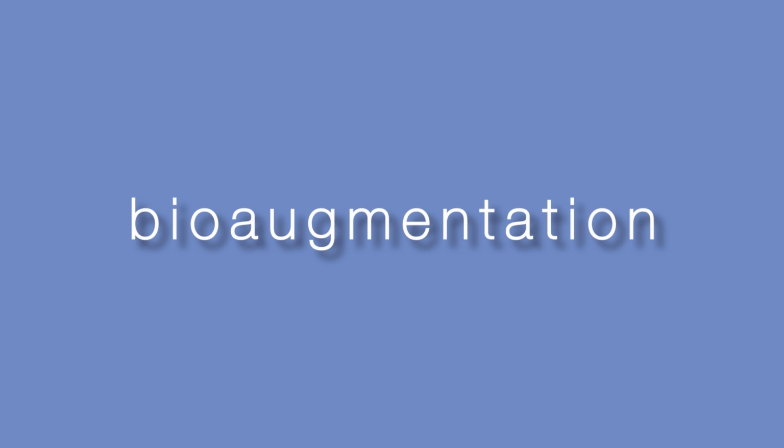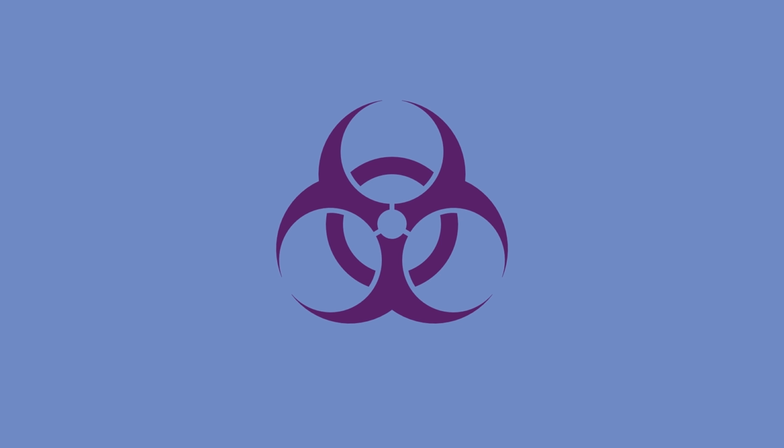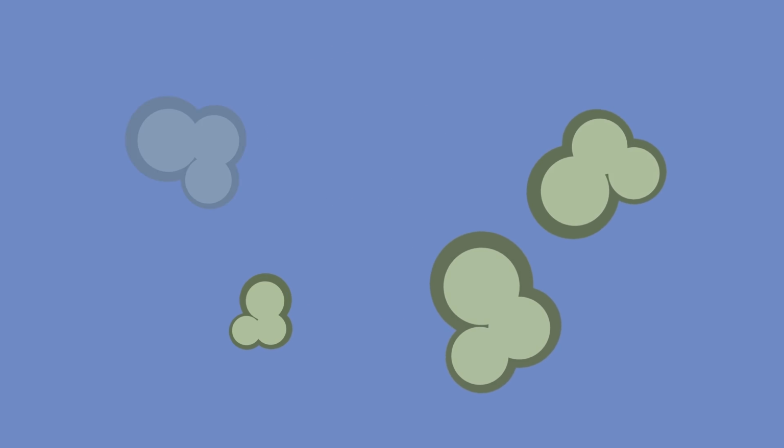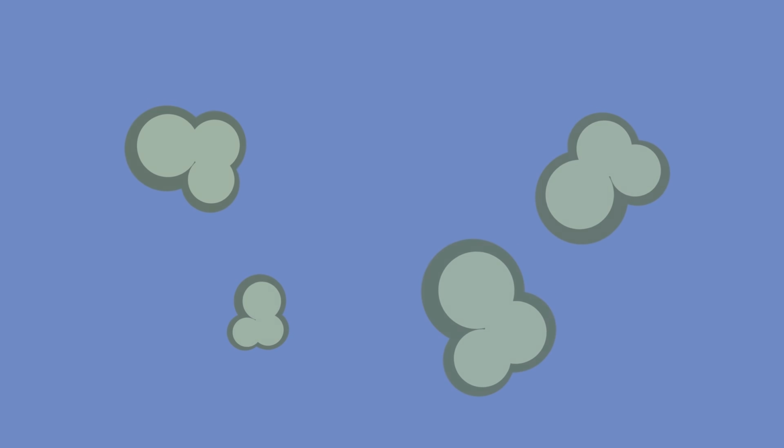The second type is bioaugmentation. Bioaugmentation is basically targeting specific contaminants with certain microorganisms. These microorganisms are mass-produced and specifically bred to remove those contaminants.